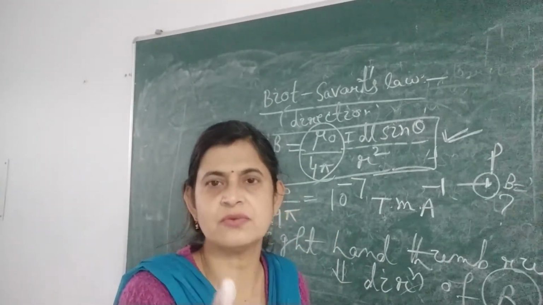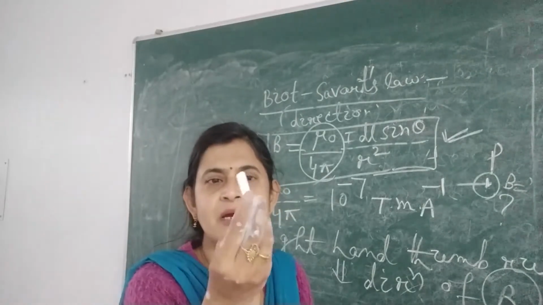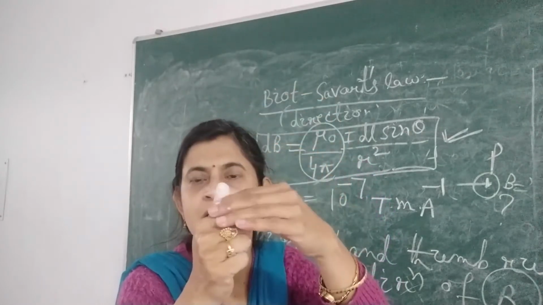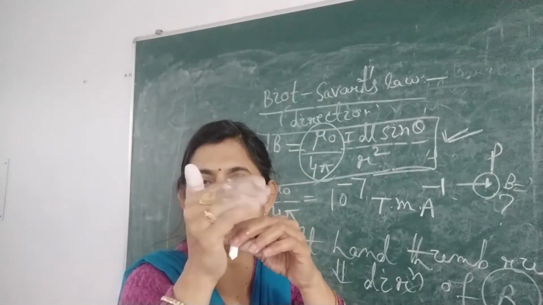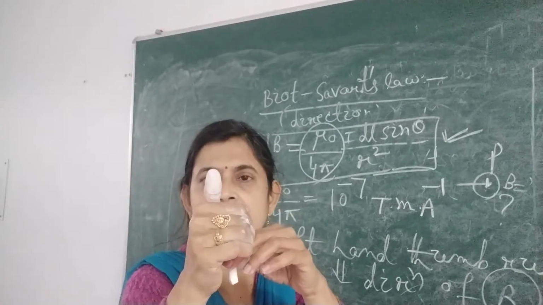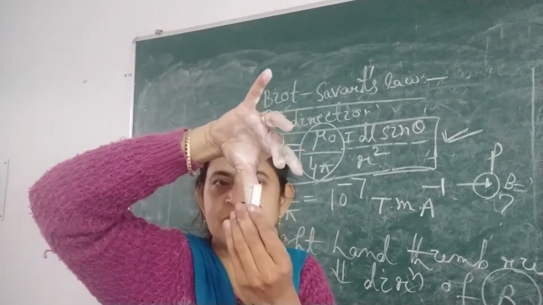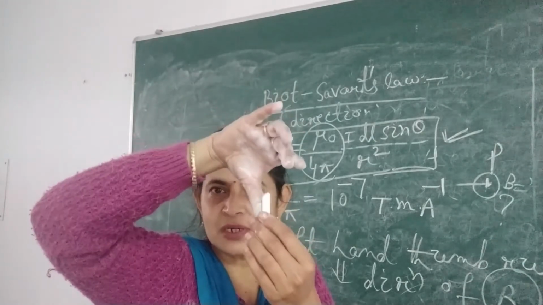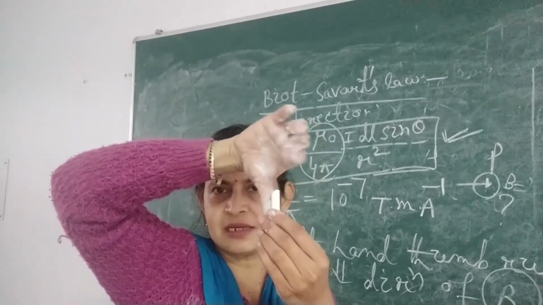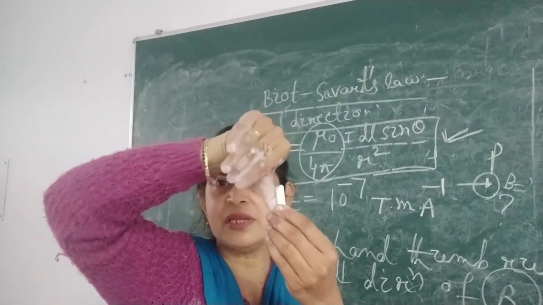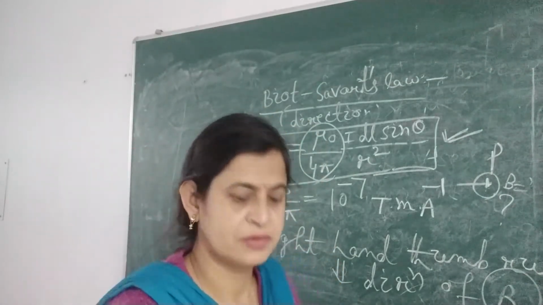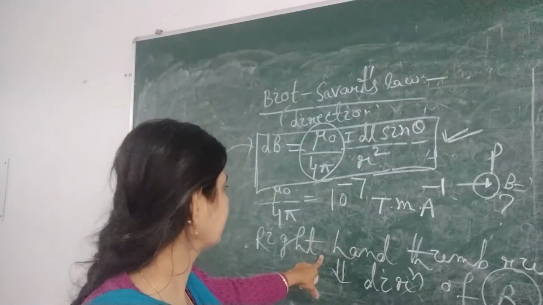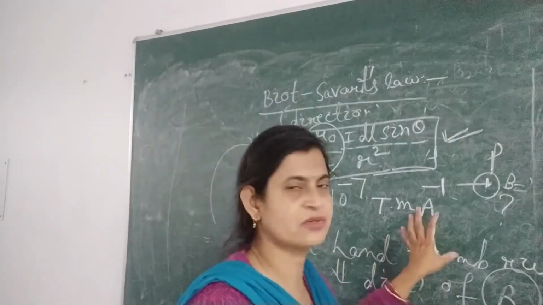Or in other words, if the current is flowing in the upward direction, then the direction of the magnetic field will be anti-clockwise. And if the thumb points downwards, meaning the current flows in the downward direction, then the direction of the magnetic field will be clockwise. So this is all about Biot-Savart's law and how you can find out the direction of the magnetic field.